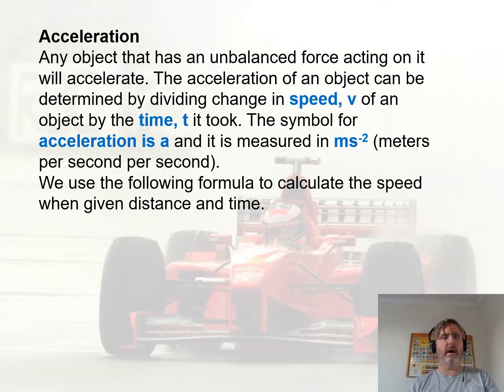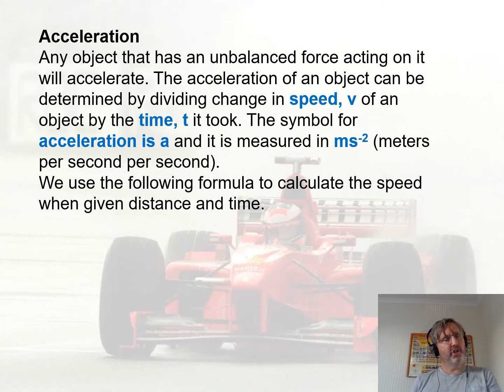Now, acceleration is how quickly an object changes its speed. Acceleration can be an increase in speed, it can be a decrease in speed. A decrease in speed or a decrease in acceleration is called deceleration. If I want to calculate the acceleration of an object, I find the change in its speed over the time it took to change that speed. Change in speed over change in time.